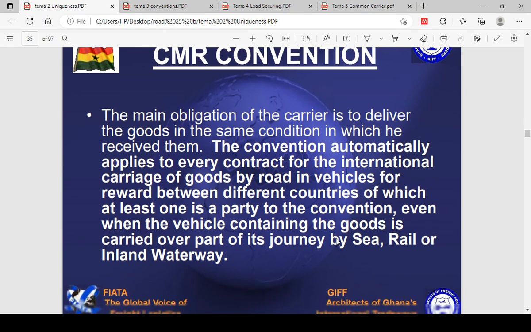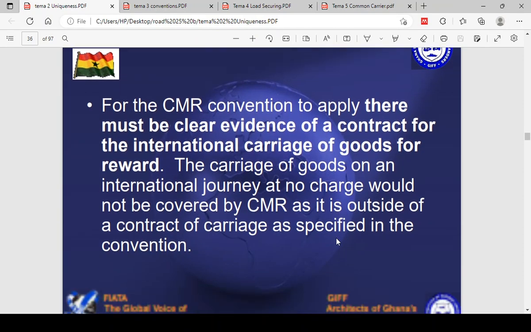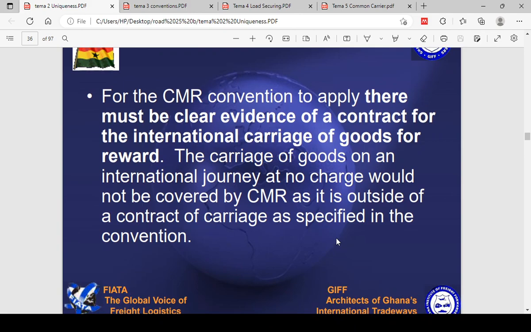So for the CMR Convention to apply, there must be clear evidence of a contract for the international carriage of goods for reward. So if you are not going to be rewarded or paid for what you are carrying, the CMR Convention does not apply. The carriage of goods on an international journey at no charge will not be covered. I emphasize, will not be covered by the convention as it is outside the contract of carriage.